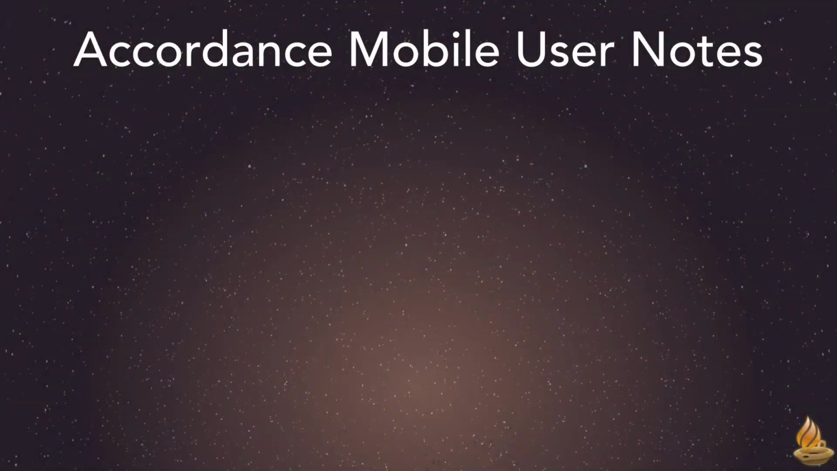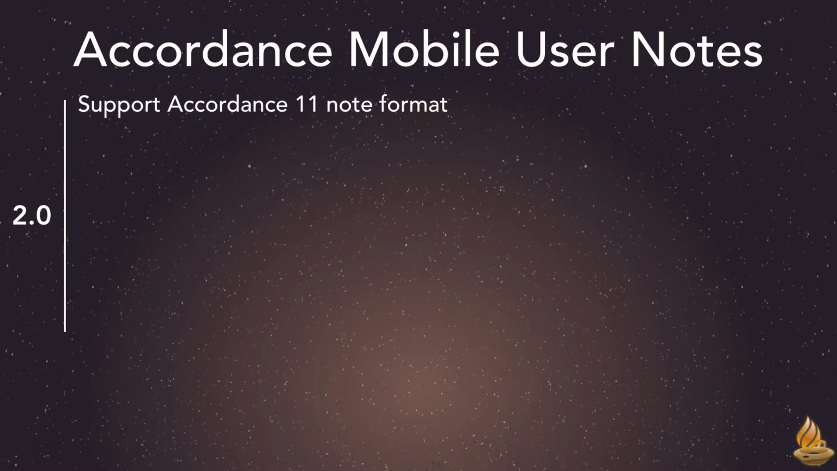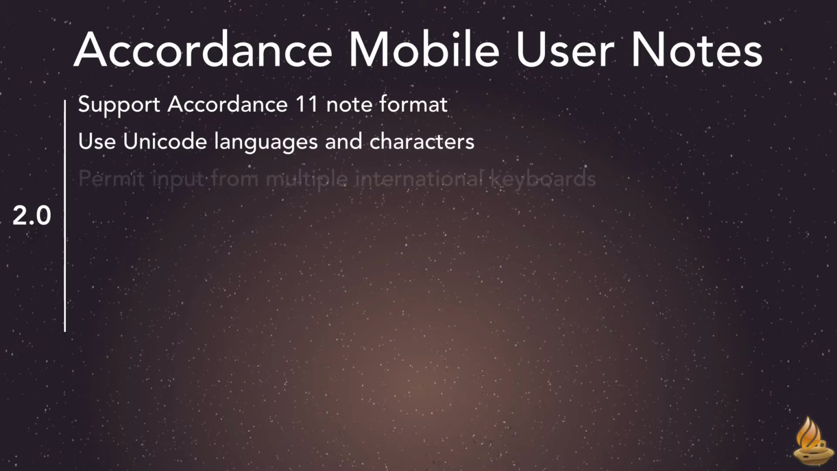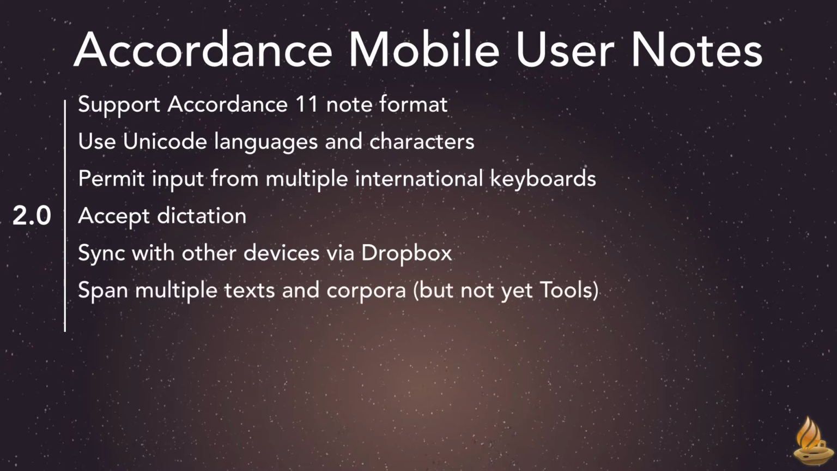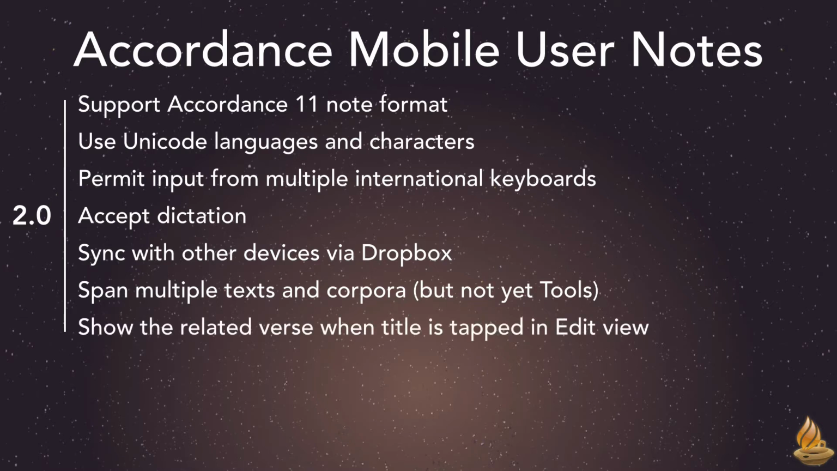User notes have come a long way in Accordance Mobile this year. First, with 2.0, we saw support added for the Accordance 11 user note format, the ability to use Unicode languages and characters, and to permit input from multiple international keyboards. User notes will also now accept dictation, sync with other devices via Dropbox, span multiple texts in corpora, though not yet tools, which we hope to add by fall, and show the related verse when the title is tapped in Edit View.